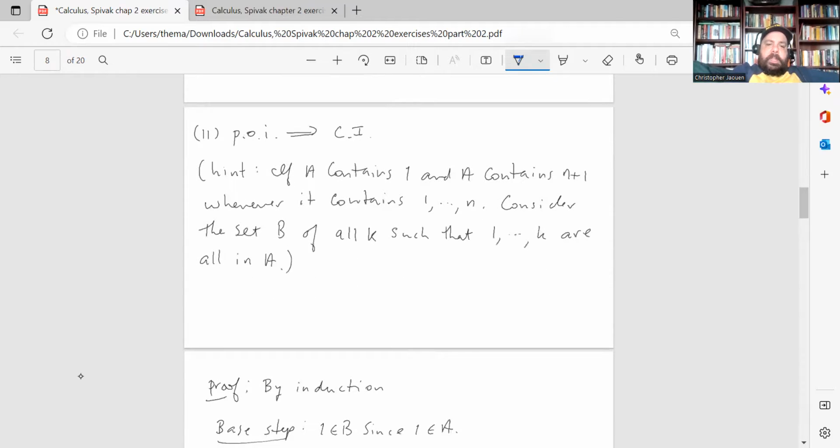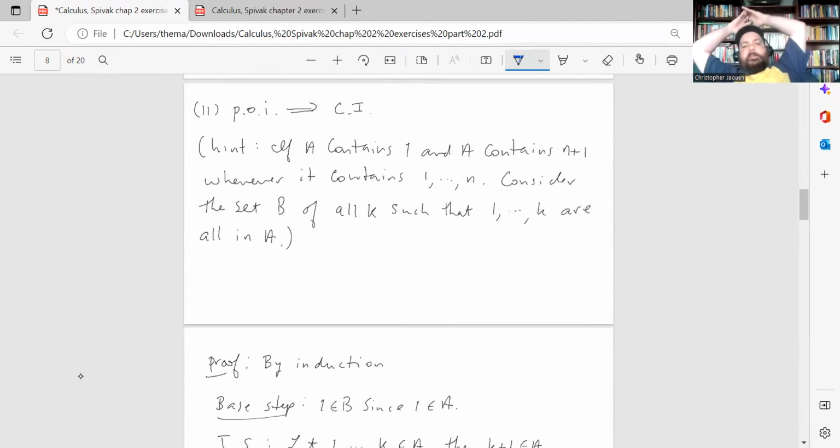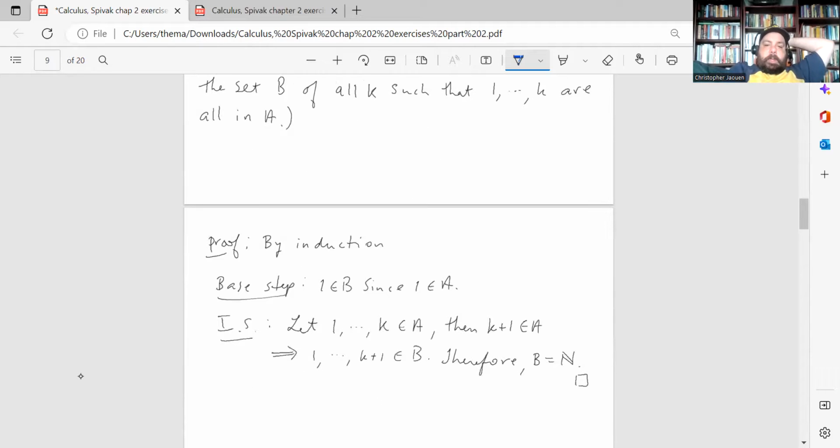Then we have a similar type of thing here, but now we want to prove that the principle of mathematical induction implies complete induction. And he does give you a hint in the book, which I have written here, so you guys have access to it as well. If A contains 1 and A contains n plus 1 whenever it contains 1 through n, consider the set B of all k such that 1 through k are all in A. Okay, so I use that fact here.